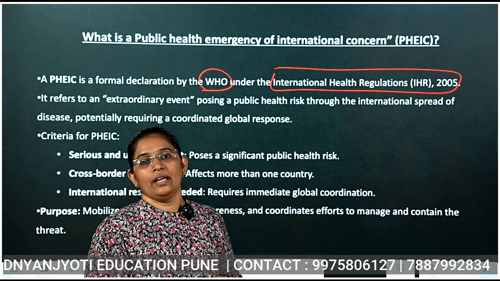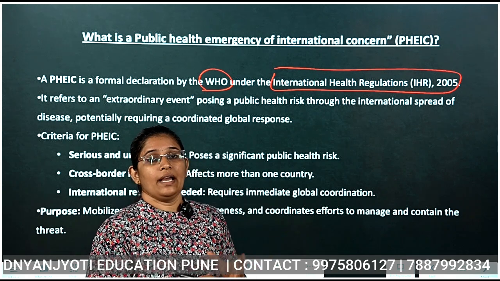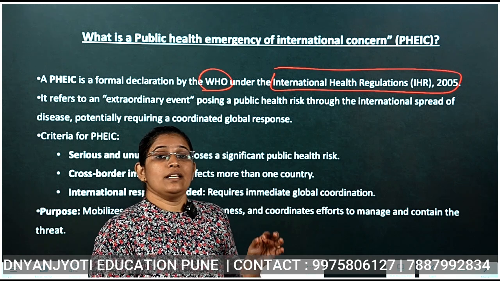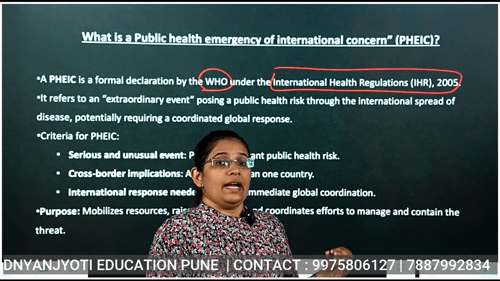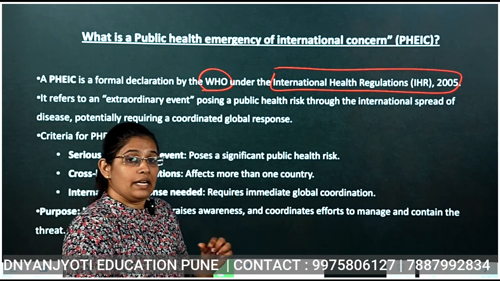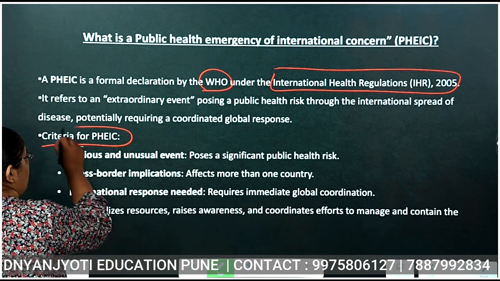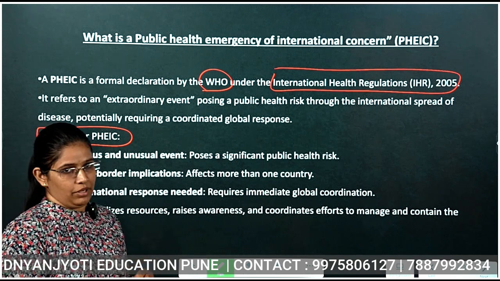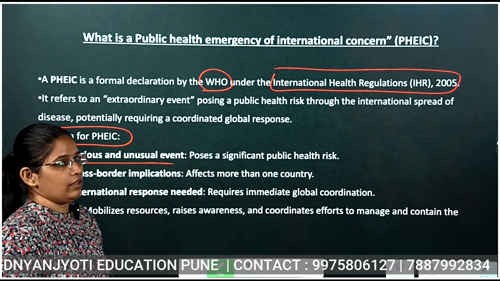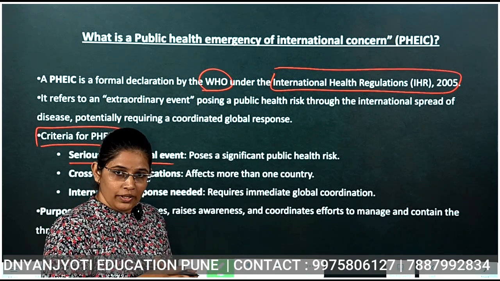This act authorizes the World Health Organization to take the required steps and declare any disease a public health emergency of international concern, which means that at the international level this disease is spreading very widely, there is a severe outbreak in a particular region, and there is a threat of the disease spreading to other regions also. Now there are certain criteria associated with this public health emergency. Firstly, it should be a serious and unusual event which has the potential to cause a threat to the health of human lives.